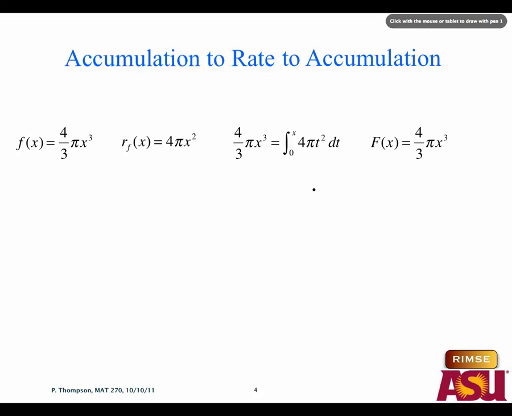Does it make sense? No? So I'll try one more time. We just acquired this closed form rate from this accumulation function. Well, that means that if you had this rate of change function and you expressed it as an open form accumulation, well, now we know what the closed form accumulation is. It's the accumulation function we started with.